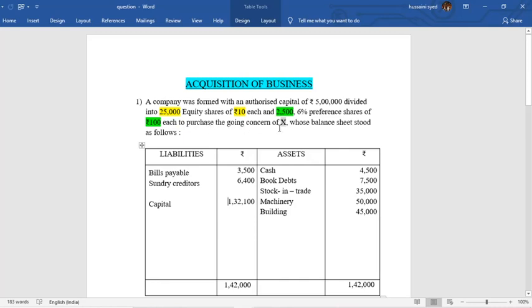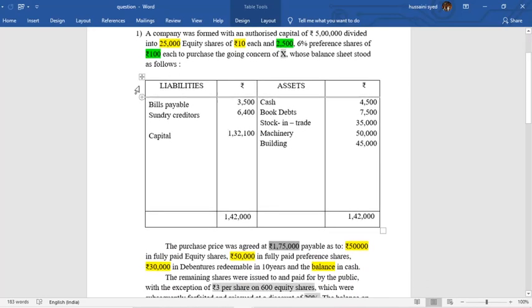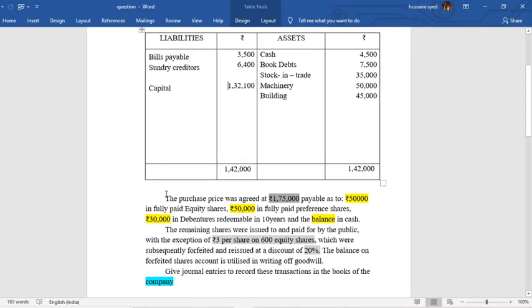To purchase the going concern of X. The company is going to purchase the concern X, whose balance sheet stood as follows. The balance sheet of the concern X is given to you. The purchase price was agreed at rupees 1,75,000. Purchase price is the amount which is paid by the company to the vendor firm for purchase of the business.